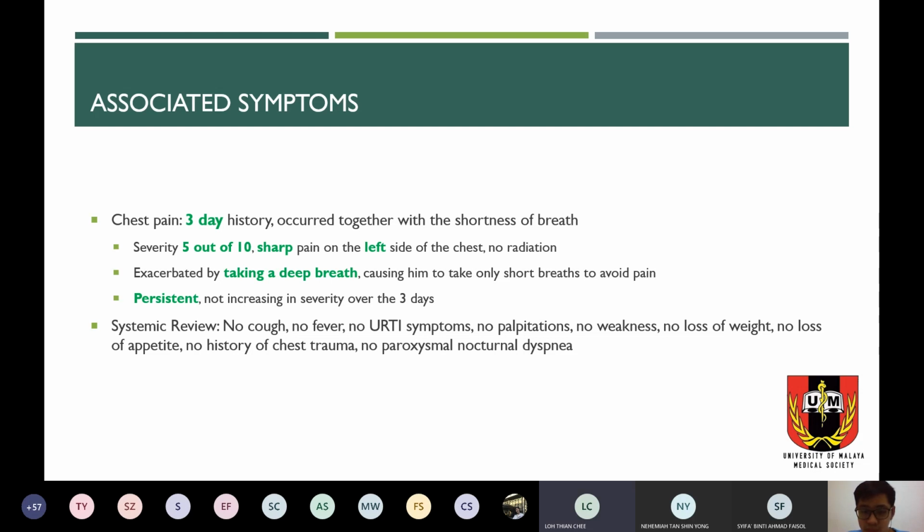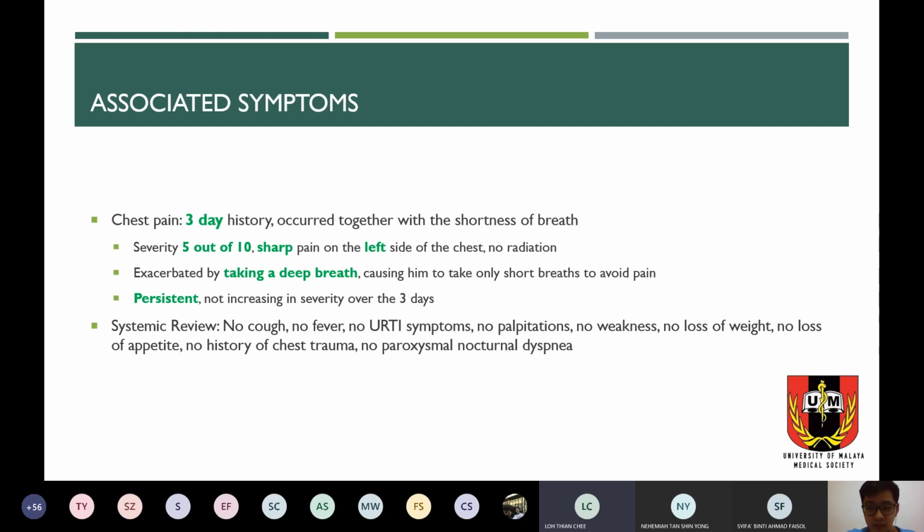Okay. Exacerbated by taking deep breath. Okay. So what relieved the chest pain? Not really any relieving factor for him. So the chest pain is just there, but if he takes a deep breath, it becomes worse. So he was never pain-free. No. So for these 3 days, never pain-free. No. Okay. The severity is 5 out of 10, am I right? Yeah.